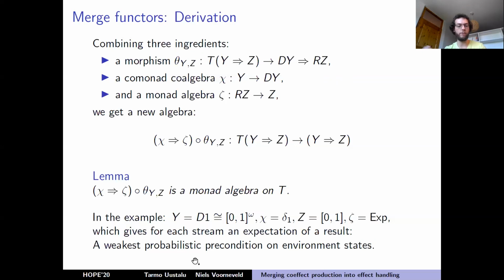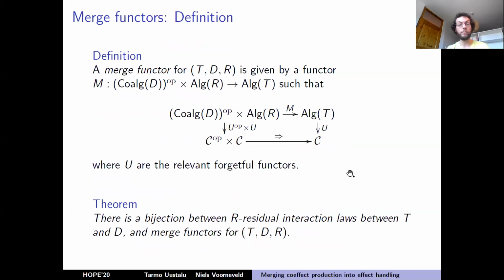And so we get a version of a weakest probabilistic precondition operation on environment states, which is very convenient in interpreting and verifying things about the interaction, verifying properties about the interaction between programs and the environment. So let us take a step back and look at what actually happens categorically.